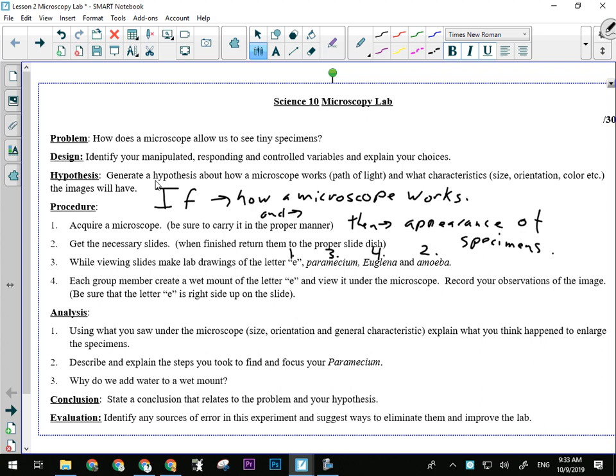So the letter E is not a prepared slide. You are going to have to make this slide. Making a slide is called making a wet mount. Okay? Making a wet mount works like this.